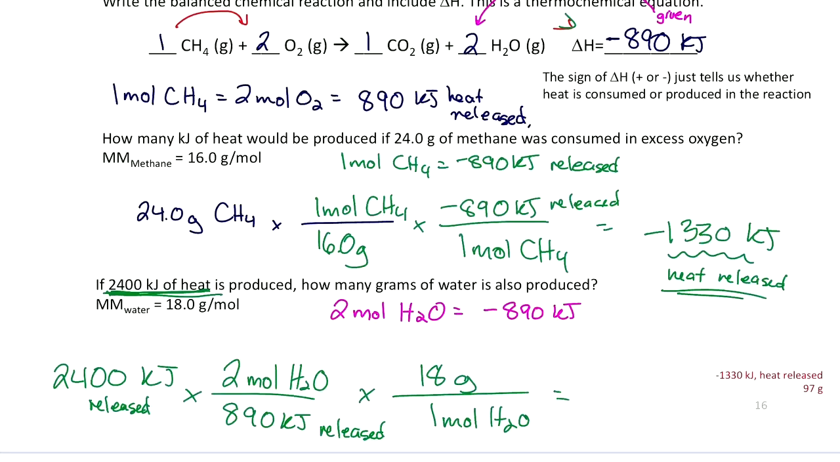All right, and then you get your answer over there. If you make that much energy, you will also make 97 grams of water in the process. All right, so just stoichiometry. Okay, so we're adding this delta H component to our toolbox.